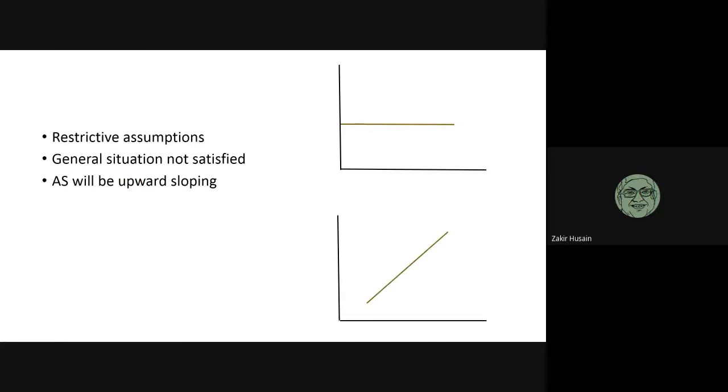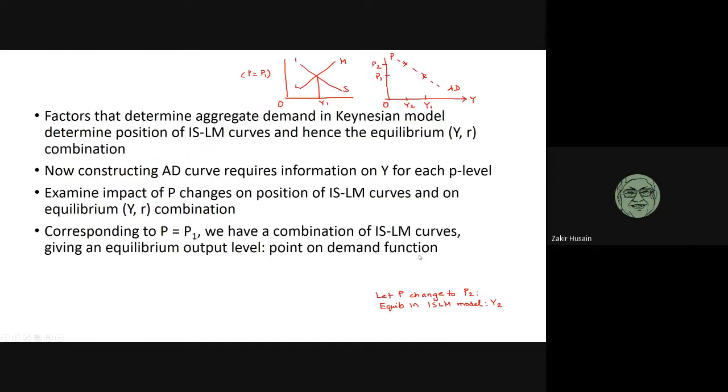But we know that this is a rather specific situation. This type of supply curve can be observed, but only under very restrictive assumptions. In general, the supply curve will be upward sloping. In that case, if the supply curve is upward sloping, then it is the interaction of the demand and supply curve which determines price and output.